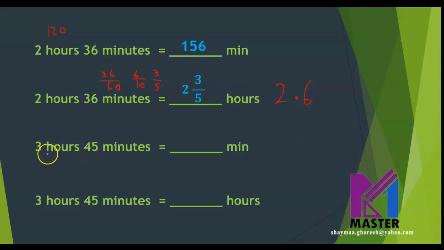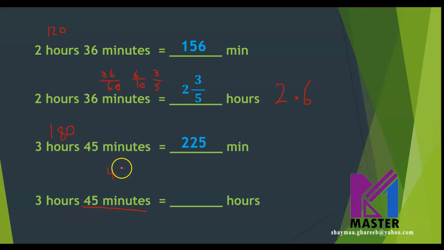Now if I have 3 hours and 45 minutes. 3 hours equals 180 minutes. Plus 45 minutes will give me 225 minutes. If I want to write this in hours, I will write the number of minutes as a fraction of the hour. So it will be 45 over 60.